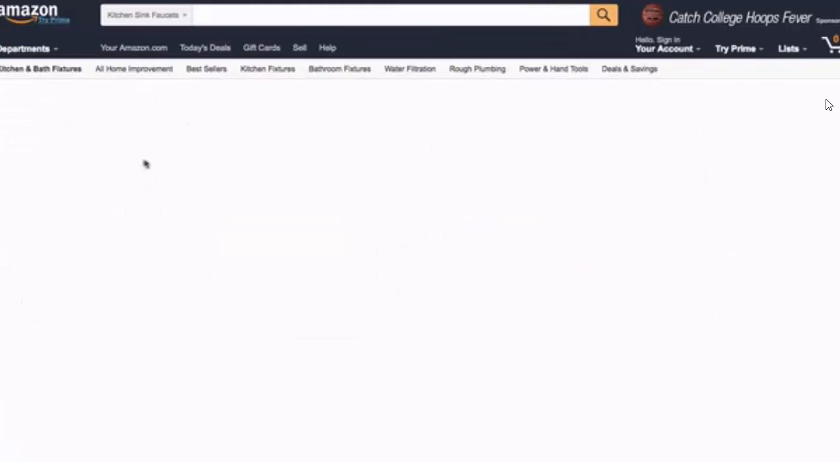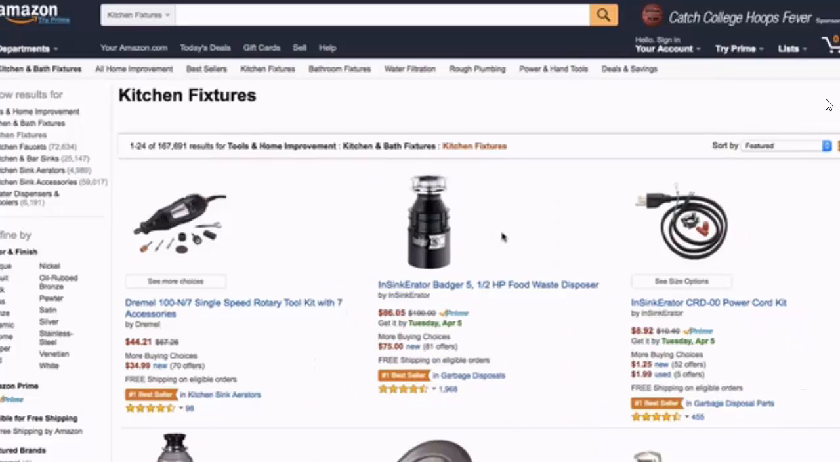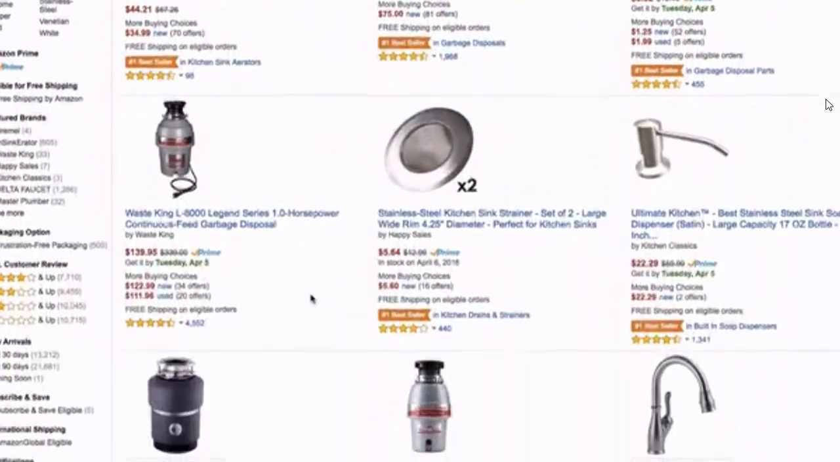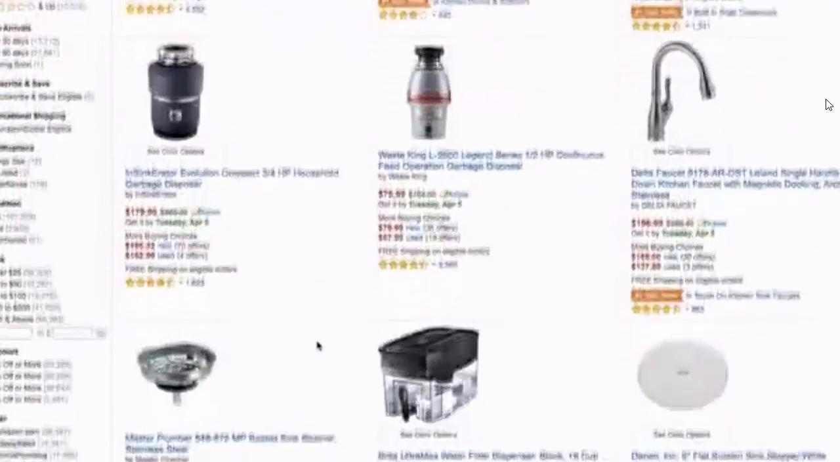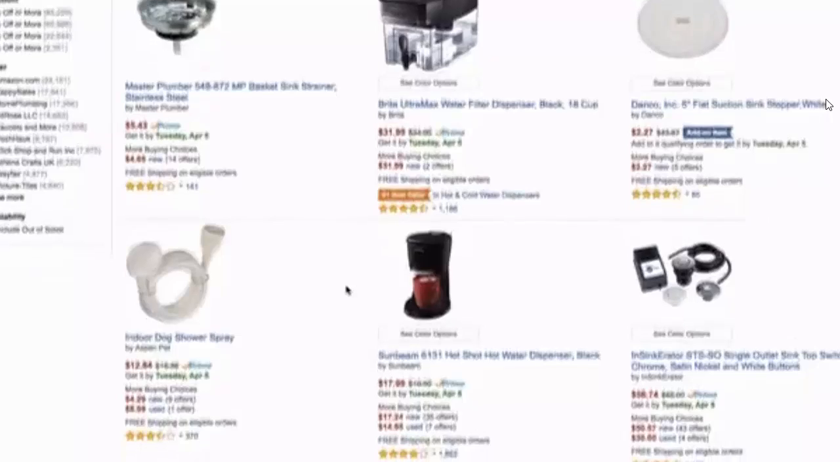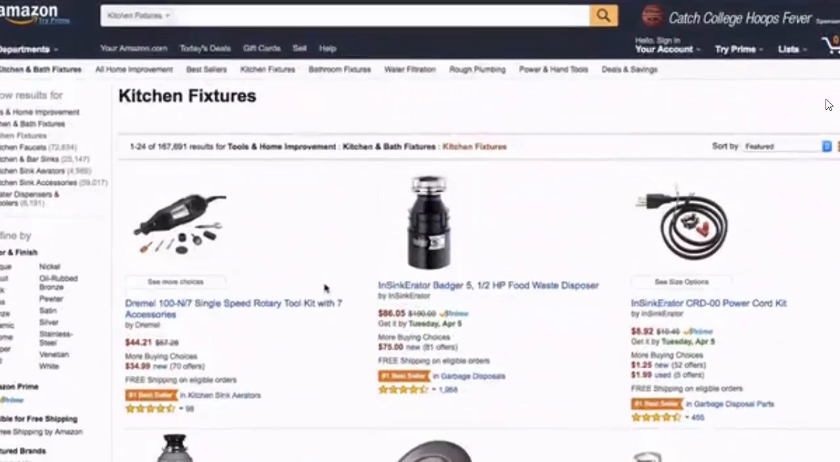And what else? Let's look at other kitchen fixtures here. All right, so we have garbage disposal, incinerator, soap dispensers. So there's a lot of items. There's water filters. I bet that's a good one to check out. Coffee makers or hot water dispensers. I guess that's a hot water dispenser there. So these are really great to take a look at.